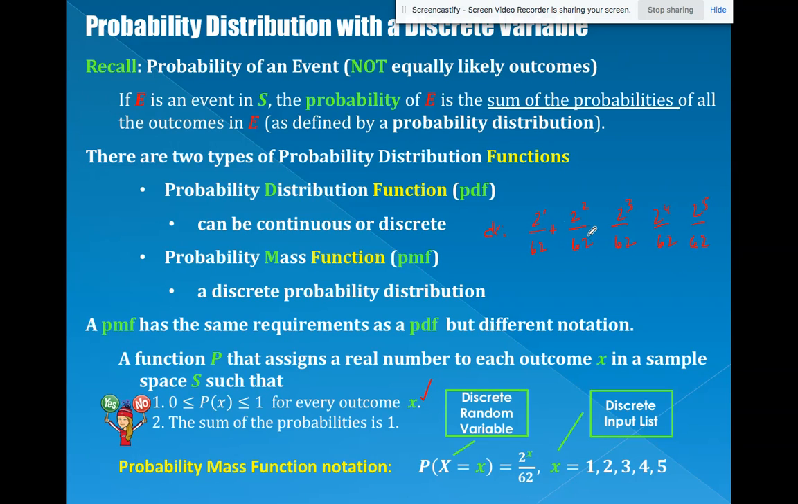Now, is the sum of them equal to 1? Well, they all have a denominator of 62, so I can just add the numerators. 2 plus 4 plus 8 plus 16. Gee, what is that? 4 and 2 is 6, so it's 30. Plus 32. What is that? Oh, that is 62 over 62, which is 1.